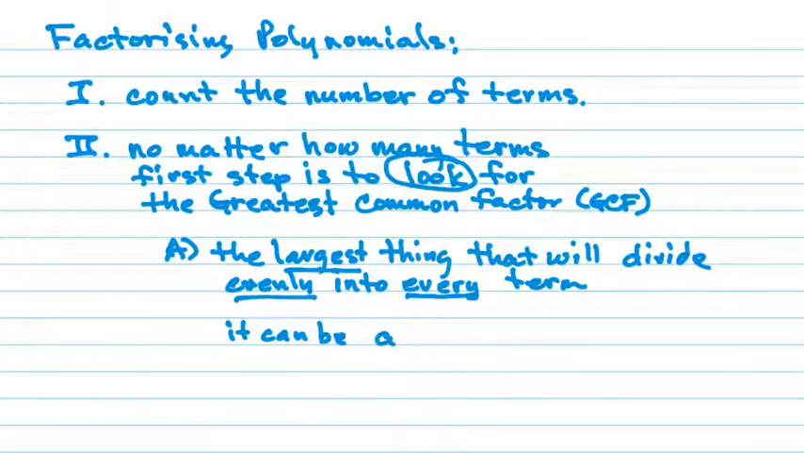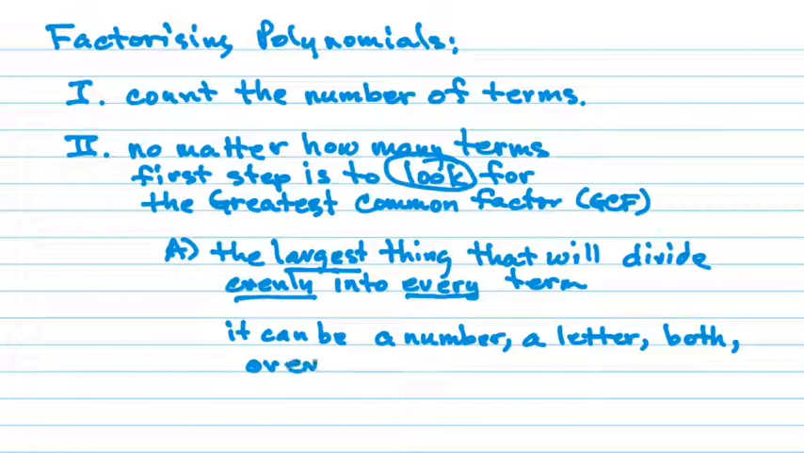Okay? It can be a number. All the terms might divide by 8. Okay? A letter? There might be an X in all of them. Okay? Both? Meaning a number and a letter? Or even an entire bracket. And that's a special case, but you're going to see it.